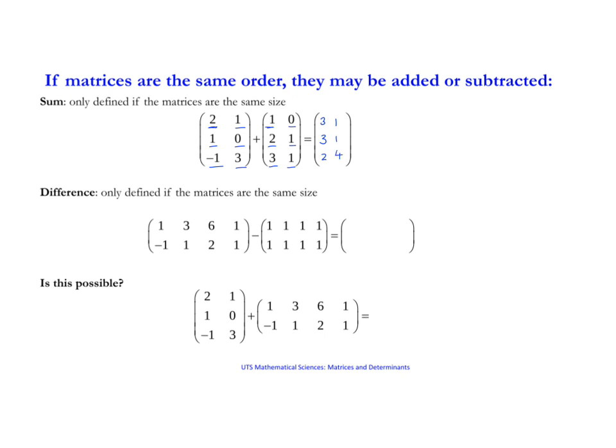The difference, or minus: 1 minus 1 is 0. 3 minus 1 is 2. 6 minus 1 is 5. 1 minus 1 is 0 again. Minus 1 minus 1 is minus 2. 1 minus 1 is 0. 2 minus 1 is 1. 1 minus 1 is 0.